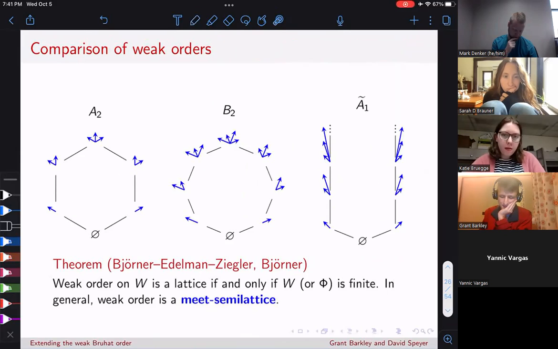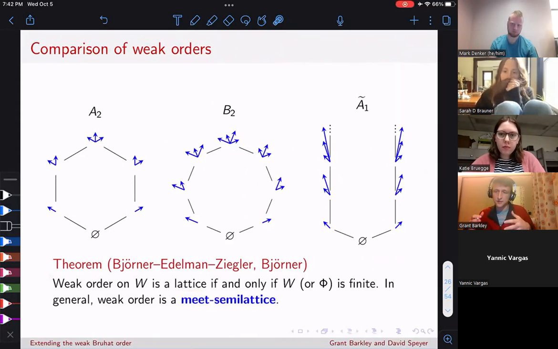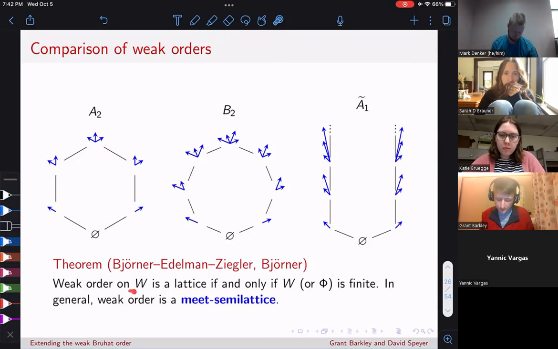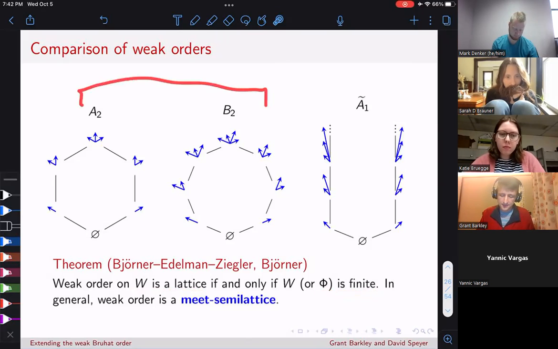So this first thing is a theorem due to Bjorner, Edelman, and Ziegler, and then the second sentence is a theorem due to Bjorner. The theorem says that the weak order is a poset-theoretic lattice, meaning that it has least upper bounds of any collection of elements and greatest lower bounds for any collection of elements. That's a nice property for a poset to have. And so our weak order has this property if and only if our Coxeter group is finite, or our root system is finite, same thing.